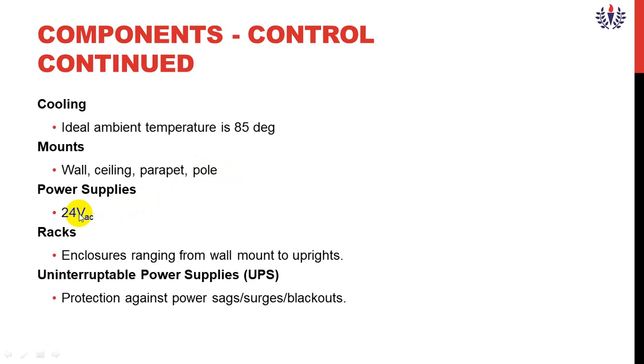So how many racks are available here? The meaning of rack ranges from wall mount to upright. And the UPS system, which is the uninterruptible power supply, yes, it is there in CCTV. Protection against power sag, surges and blackouts. What is the meaning of power sag?